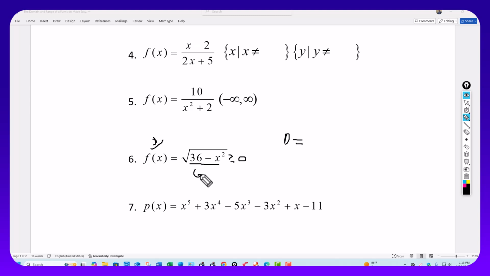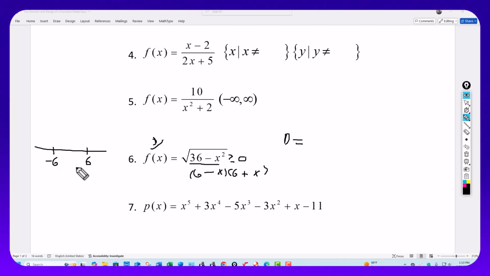This factors into 6 minus x and 6 plus x. And then we can draw a number line over here. It's going to be 0 at 6, and this is 0 at minus 6. So let's draw a little graph here.